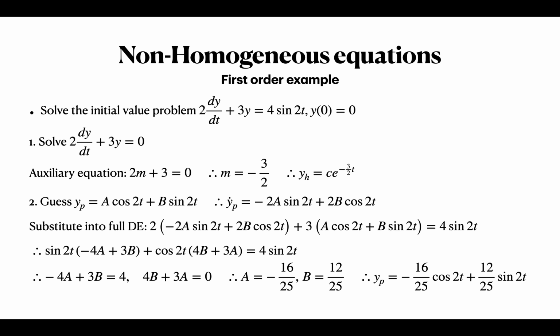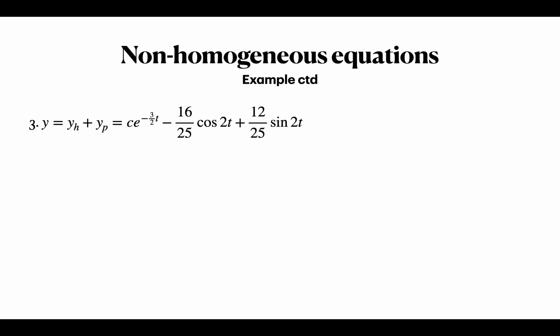Okay. Now, guys, remember we have YH from step 1. We have YP from step 2. To get the solution to the differential equation, 2 dy/dt plus 3y equals 4 sine 2t, which is what we want, you must add those two solutions together, YH and YP. And that's what you get.